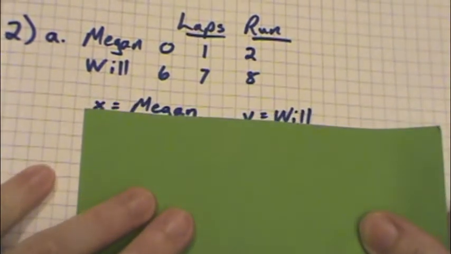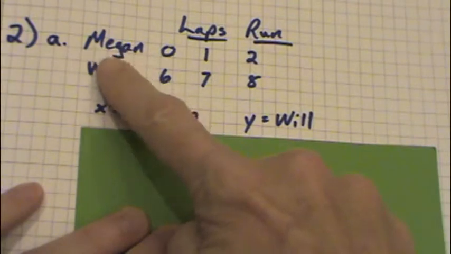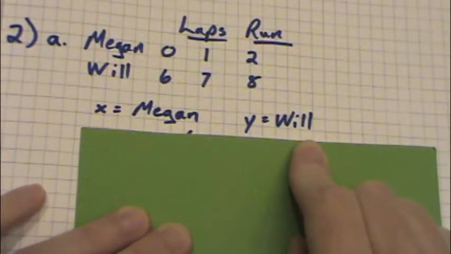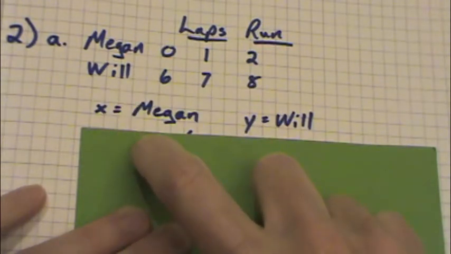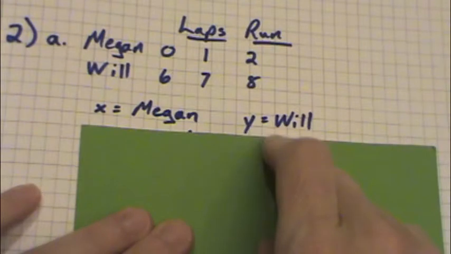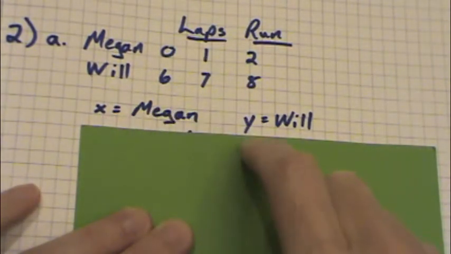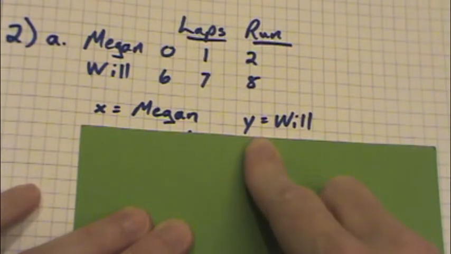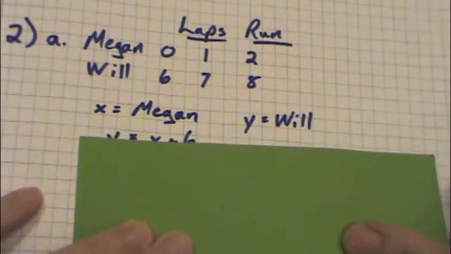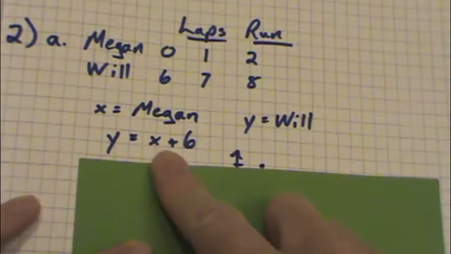What is your equation going to be? We're going to set x equal to Megan's laps, y equal to Will's laps. Why did I choose that instead of x is Will and y is Megan? Simply because we've got the smaller number is x, Megan. The bigger number, Will, is y. Does that always have to be the case? No. It's the case for today. Just go with it. Then, here's our equation. y is equal to x plus 6.